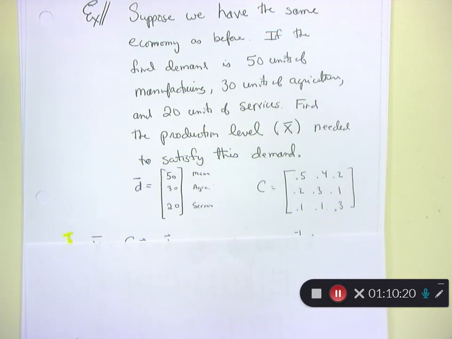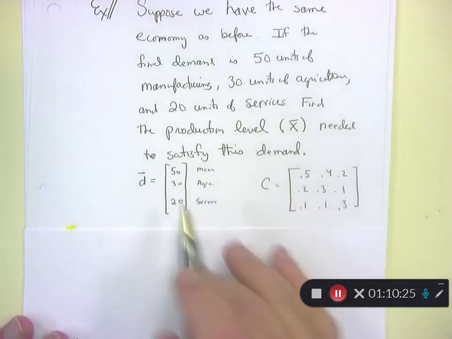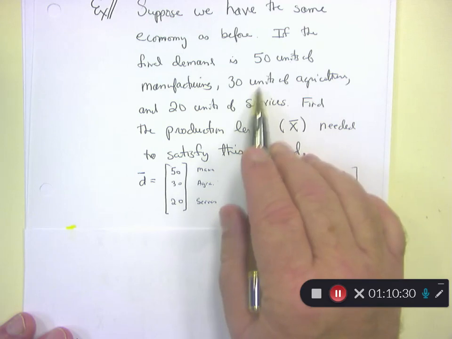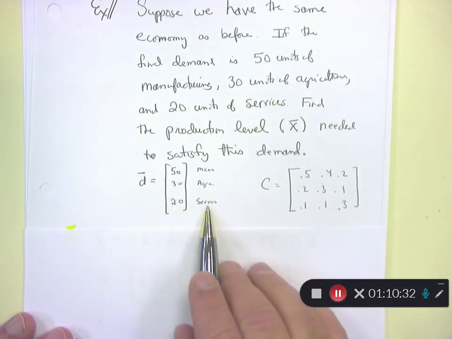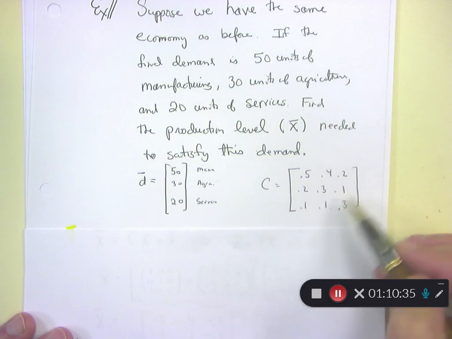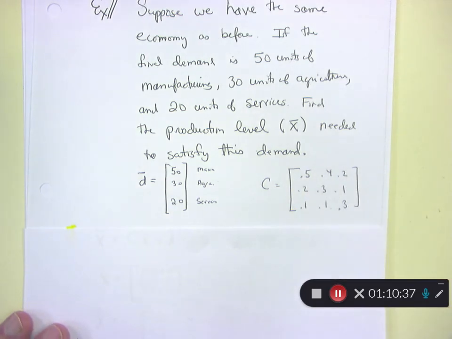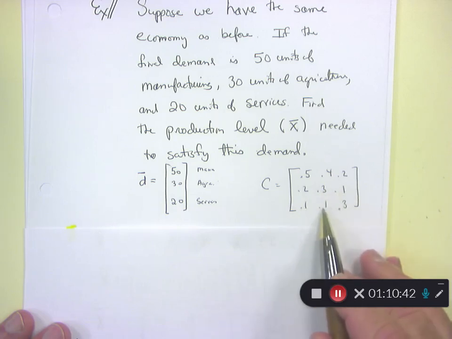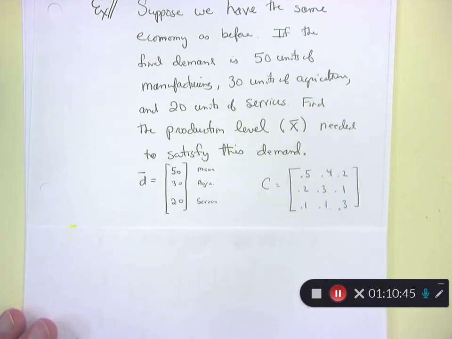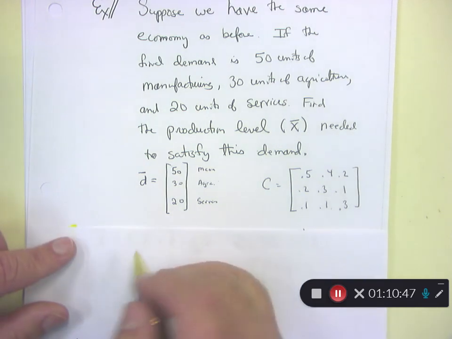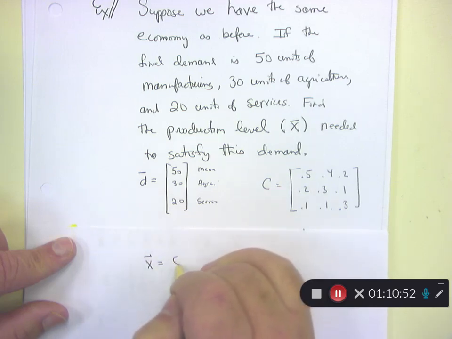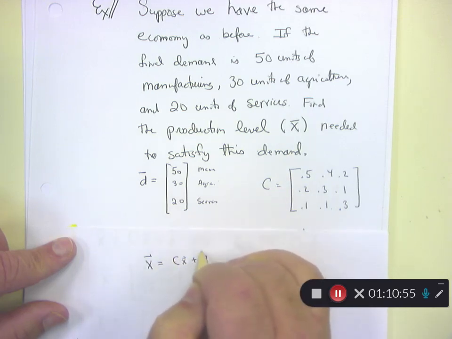So we're going to give you the demand equation. What is my demand? In terms of units, 50 units have to come from manufacturing, 30 units from agriculture, and 20 units from service. Remember this was my C, or consumption matrix: 0.5, 0.4, 0.2, 0.2, 0.3, 0.1, and 0.1, 0.1, and 0.3. Remember, X is equal to C times X plus D.